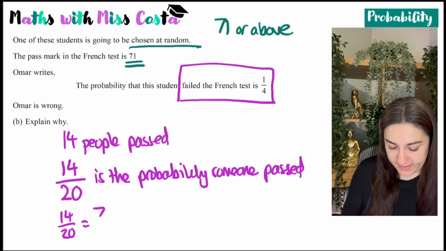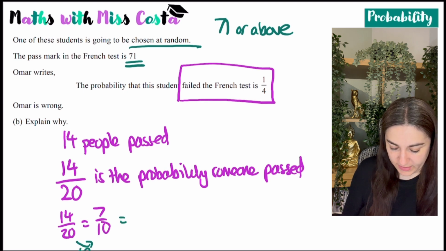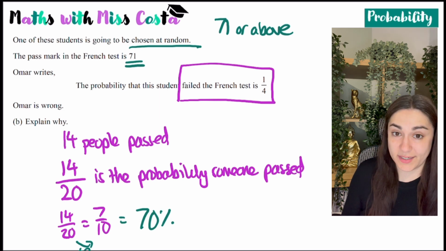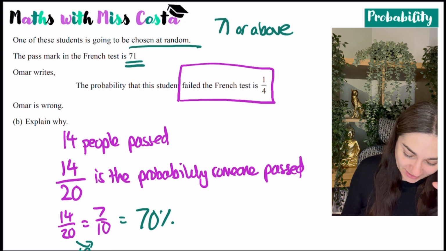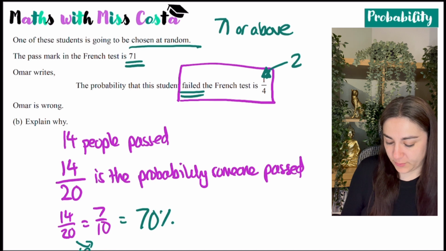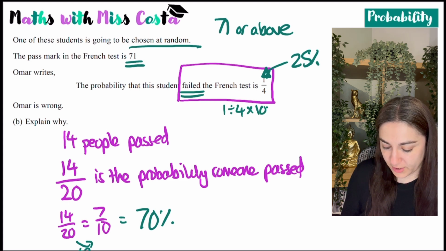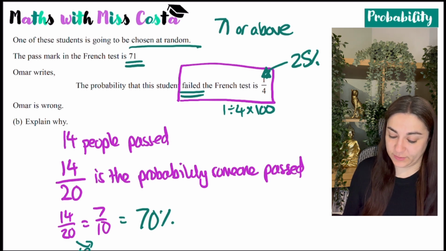and I could simplify that. 14 over 20 is 7 over 10 if I divide by 2, and 7 over 10 is 70%, whereas 1/4, oh wait, I hadn't read the question carefully. So the probability that the student failed is 1/4. 1/4 is 25%. Again, to turn a fraction to a percentage, you could just type it into your calculator. 1 divided by 4 times by 100. He said that the probability that the student failed is 25%.